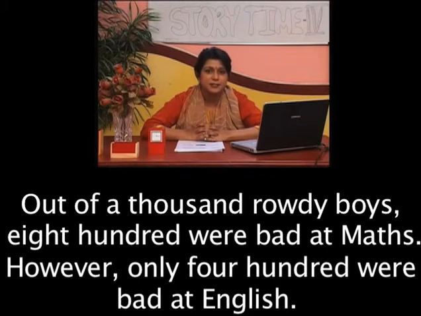Let's see if you got them right. The first word in this sentence is out. Out contains the ow sound. And so does the next word, thousand. Thousand. Not thousand, but thousand. See the difference in the way my mouth moves. Thousand, thousand. The next word is rowdy. Rowdy also contains the ow sound.